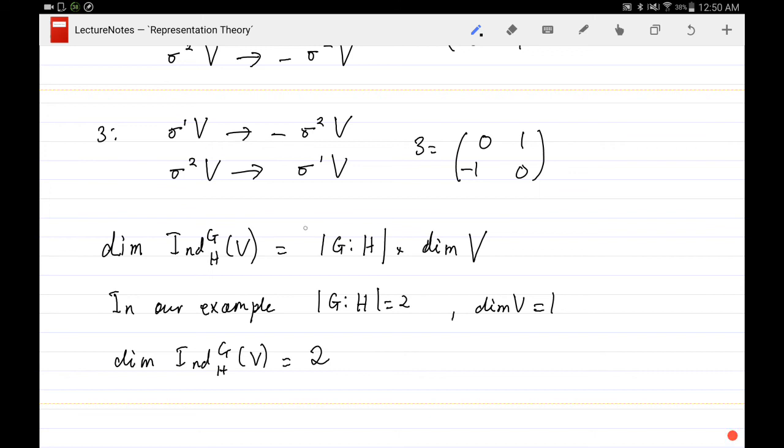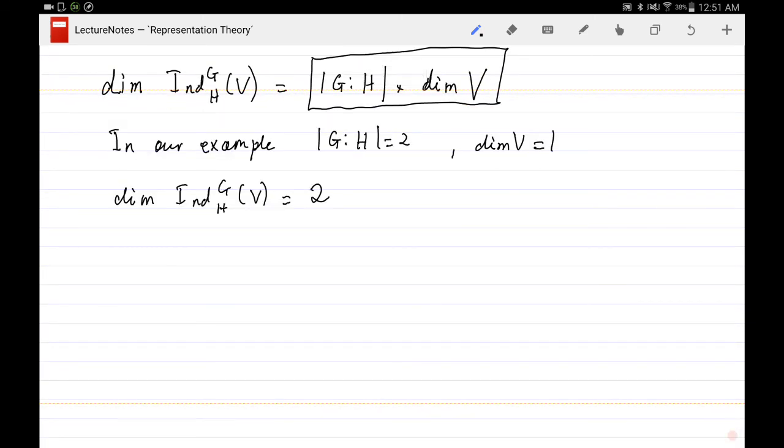See if you can understand why this is the case. So, just to give you a hint, the induced representation cares about the cosets, and for each coset we've picked a representation of H of dimension V. And that's the end of this video.